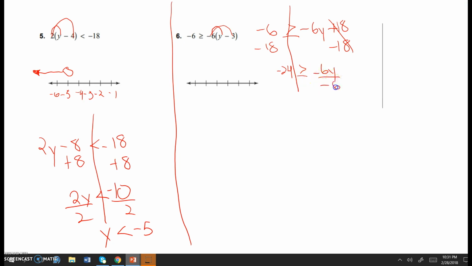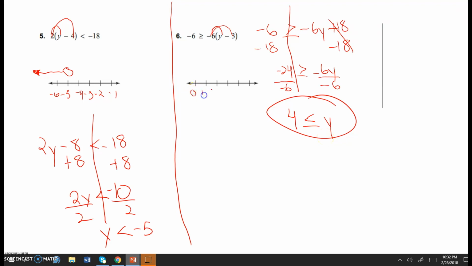We're going to divide by negative 6, which you get positive 4. Then y on this side, and we divided by a negative, so we're going to switch our inequality sign. So now our inequality reads 4 is less than or equal to y.